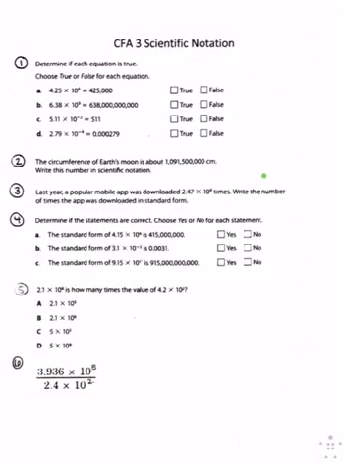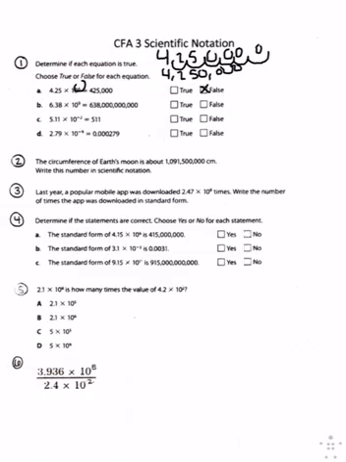Number 1. Determine if each equation is true. Choose true or false for each equation. So for letter A, 4.5, I'm going to clear that, write that a little smaller. 4.25 times 10 to the 6th, I'm going to move the decimal 6 times. 1, 2, 3, 4, 5, 6. And I fill it in with zeros. My answer would be 4,250,000. So that statement is false.